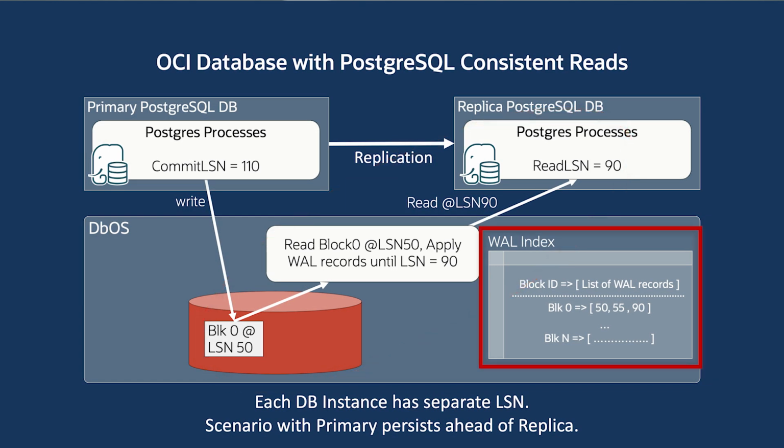Having the WAL index ensures that even if the primary has not persisted the data to storage, replica reads are still consistent. So what happens when a primary fails? How do you address that problem?